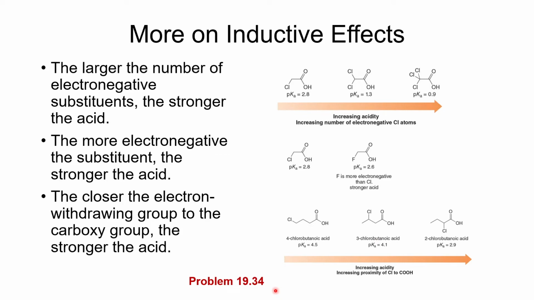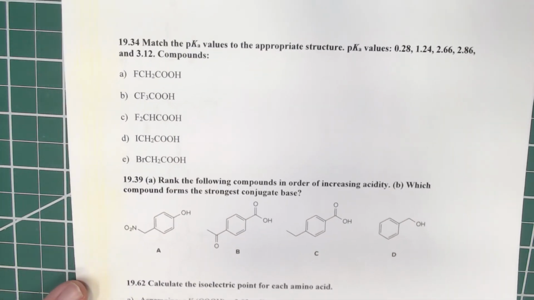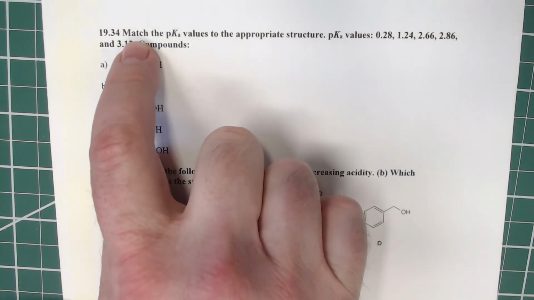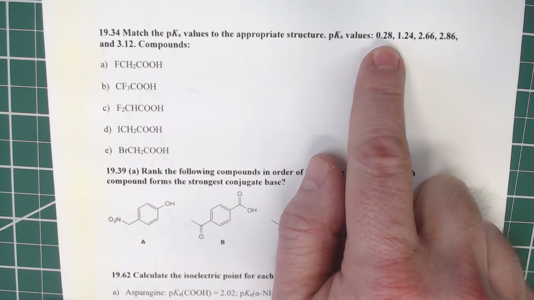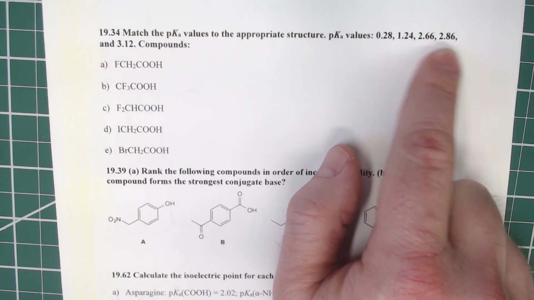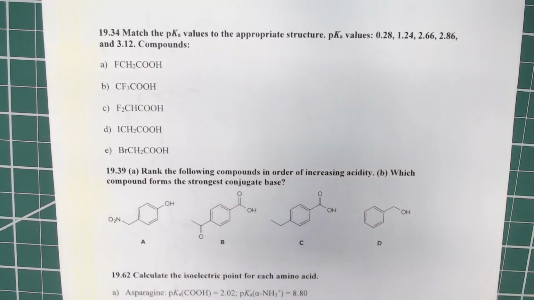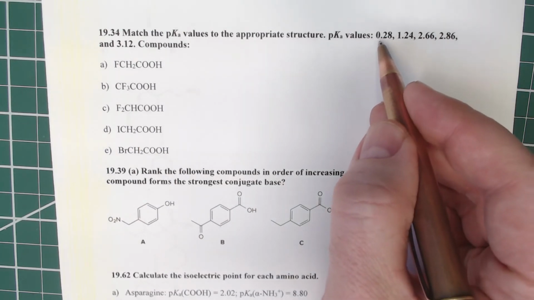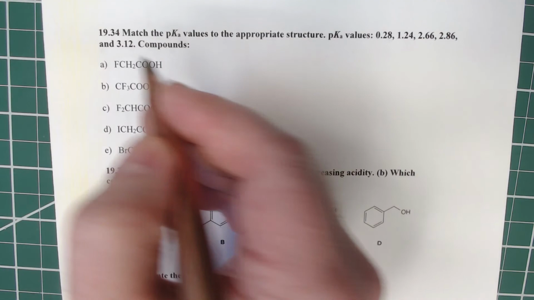So let's look at number 34 on our in-class assignment. So here's number 34. There is a number 24, but we're going to come back to that one in a few minutes. So here is number 34. So match the pKa values with the appropriate structure. And here we've got the pKa, 0.28, 1.24, 2.66, 2.86, and 3.12. Essentially, what we're doing here is we're ranking these. The most acidic one is going to have the lowest pKa, and the least acidic one will have the highest pKa.